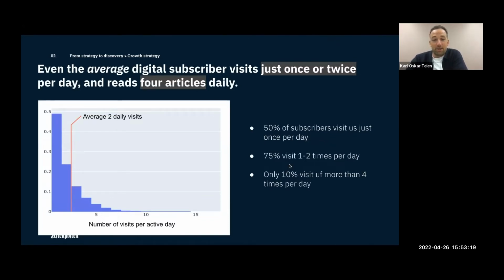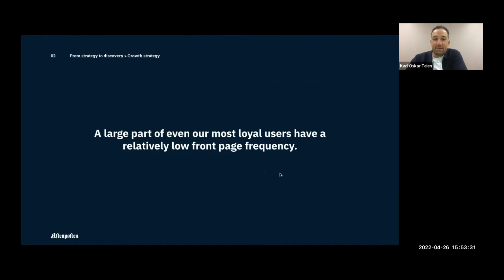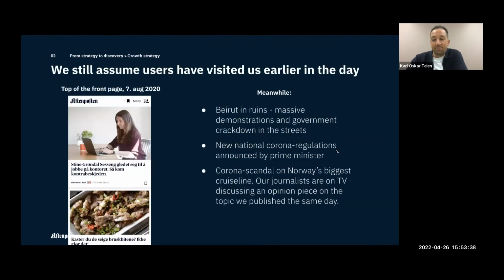This is a really small amount. I mean, we produce 80 articles per day, and the average subscriber reads 4. So it's pretty striking to see this stuff. And even our most loyal users, they have relatively low front page frequency. The problem is that the way that we design our product, or the way that we prioritize our content, we seem to sort of assume that people have seen everything that's going on in the world by the time they visit us in the afternoon.